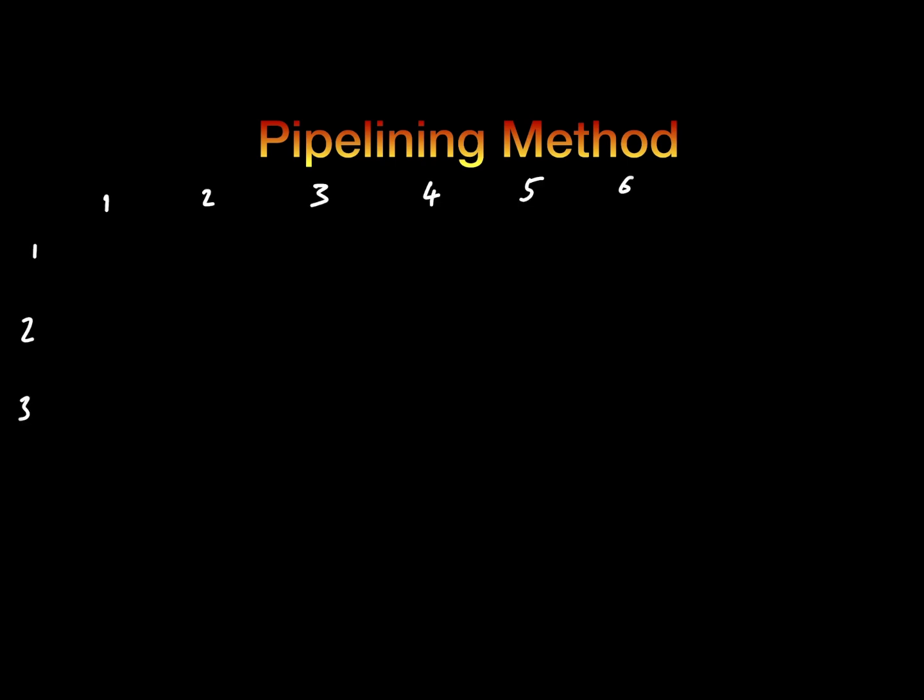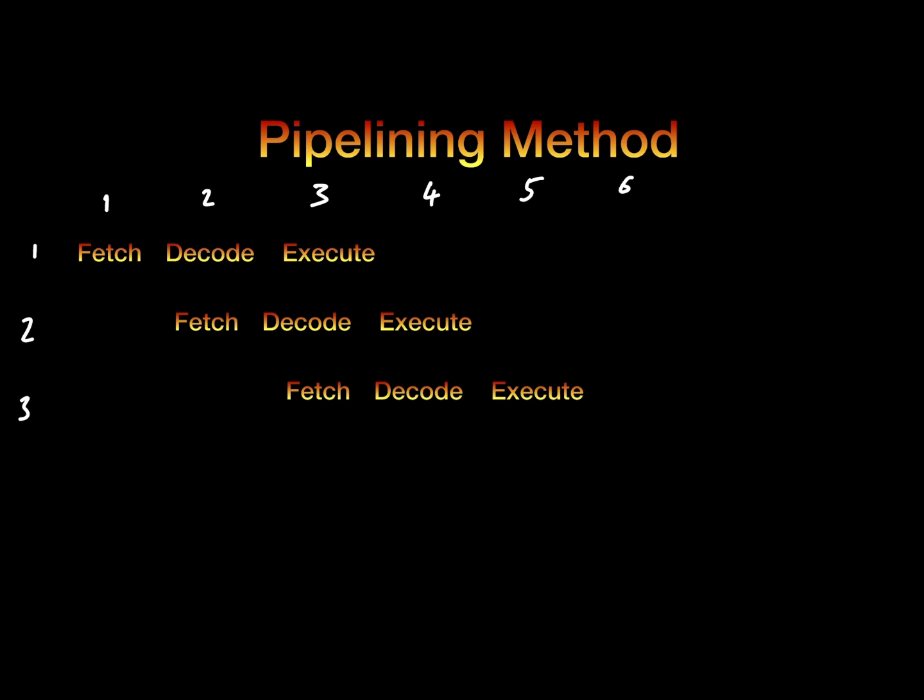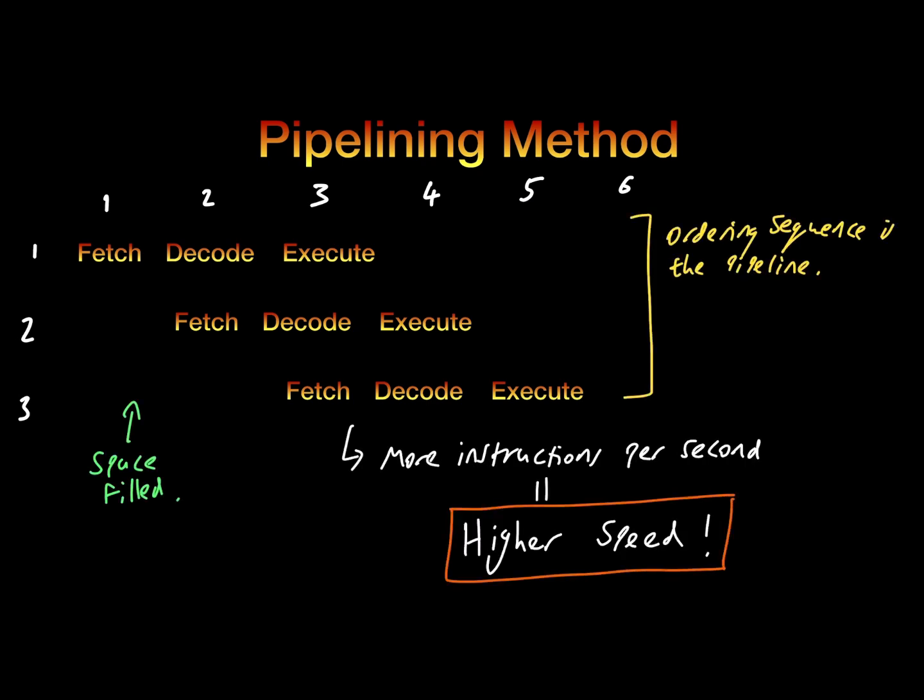This brings us to the pipelining method. If you look at this clock cycle and instruction number table again, you can see that this represents a full pipeline as all of the empty space has been filled. This means that as soon as the hardware has finished performing a task on the previous instruction, it can start doing the same with the next instruction, even if the previous instruction has not been fully executed. This would allow more instructions per second to be carried out by the computer, leading to higher speeds.